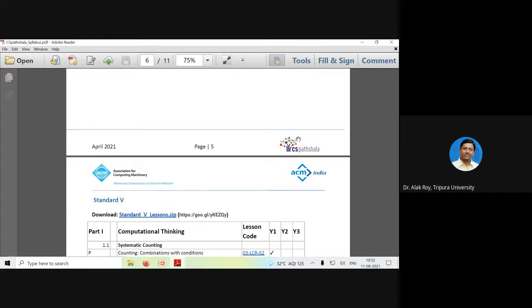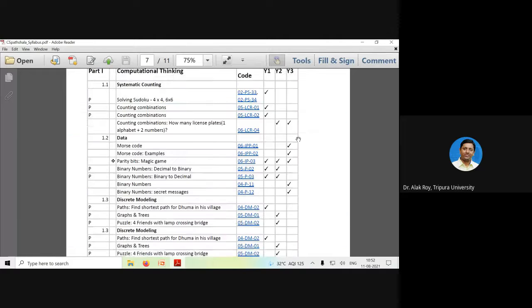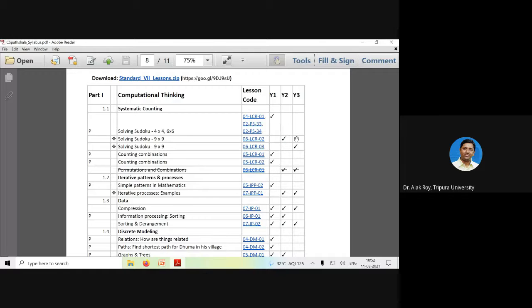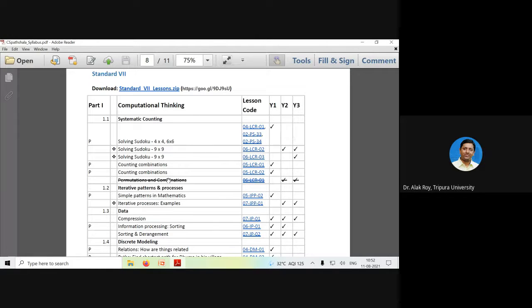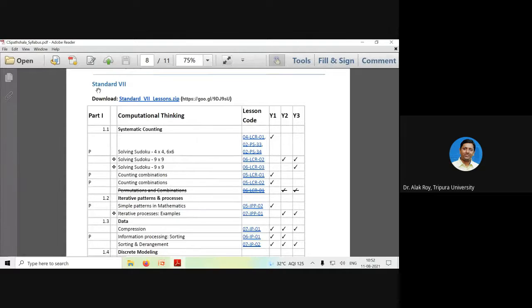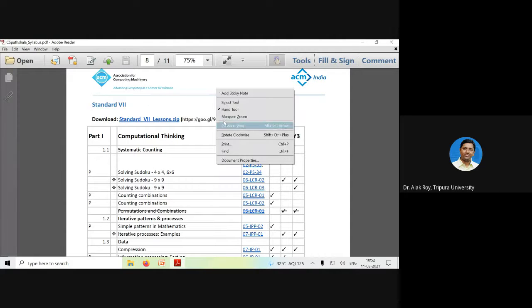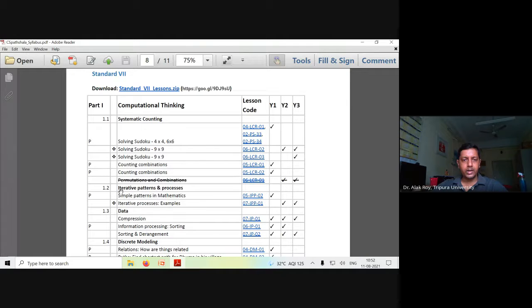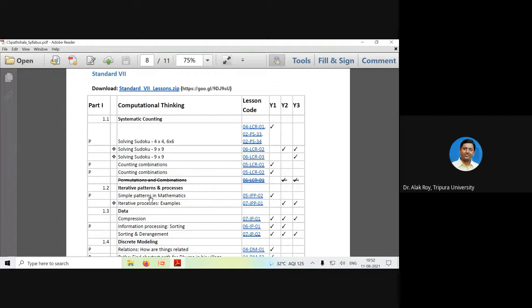So this is a syllabus. I am trying to locate class 7. See, in the new education policy, in class 7, standard 7, there is a topic, simple patterns in mathematics, which I have just covered, and there are iterative process examples. Okay, so I am trying to complete this iterative process now.